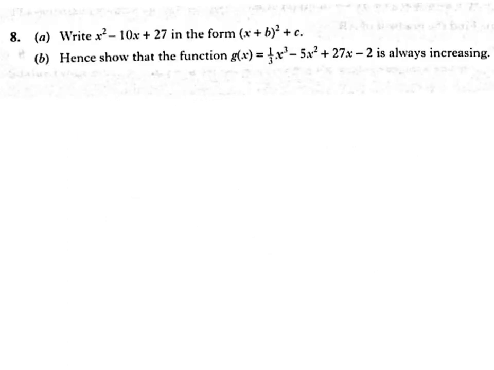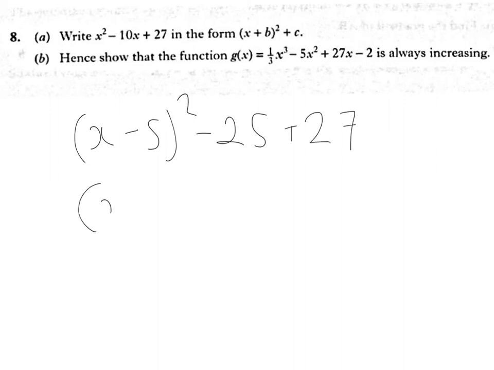Section 10, question 3. Part A, write x squared minus 10x plus 27 in the form x plus b all squared plus c. That's just a straightforward complete the square question. So that's x minus 5 all squared. 25 will come out of that, so I need to get rid of the 25 and add on 27. And that's x minus 5 all squared plus 2.